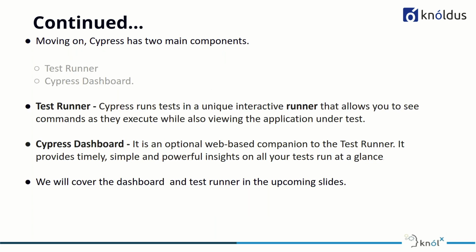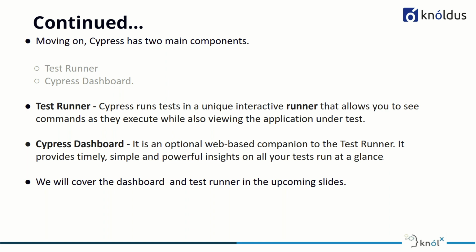So moving on to the components of Cypress. Basically, Cypress has two main components, which are the test runner and the Cypress dashboard. The test runner is nothing but an interactive UI platform where we can see the test being executed and see the web application behaving under the test scenarios that we have written. I'll show this in the demo in the later slides as well.